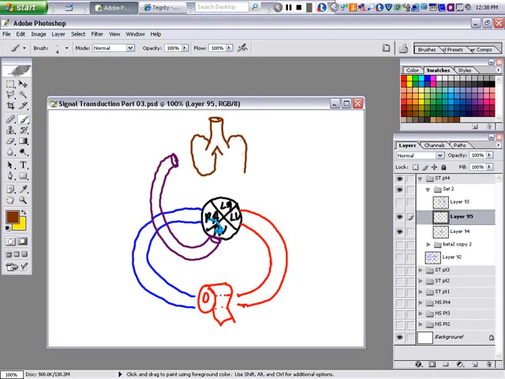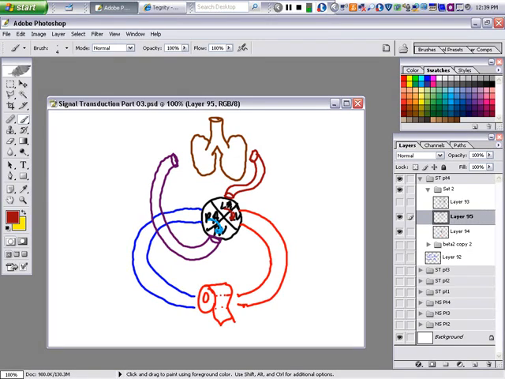Anybody have any idea what these are? Exactly. So from the right ventricle, the blood goes to the lungs. And what does it get from the lungs? It gets oxygen from the lungs. And then from the lungs, the blood goes to the left atrium. And from the left atrium, it goes to the left ventricle. And then from the left ventricle, it goes everywhere else. And that's circulation.